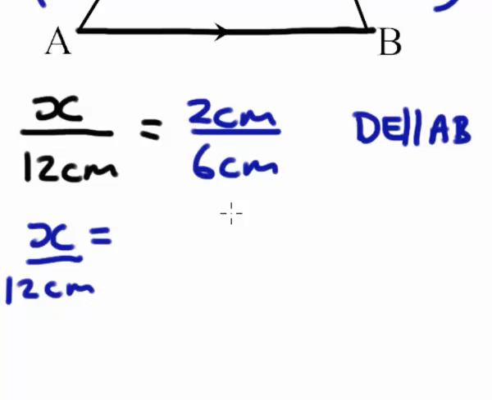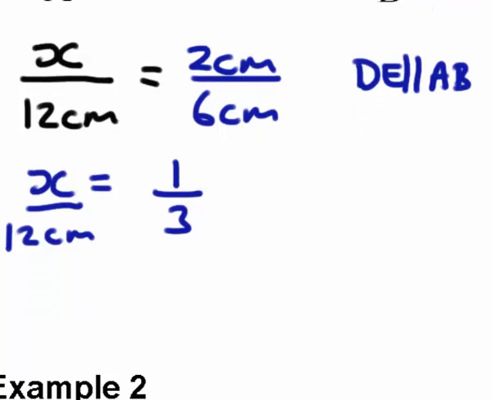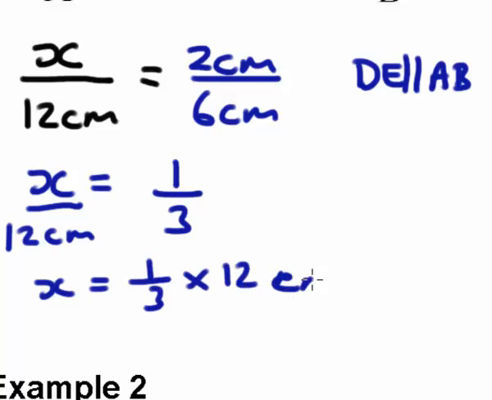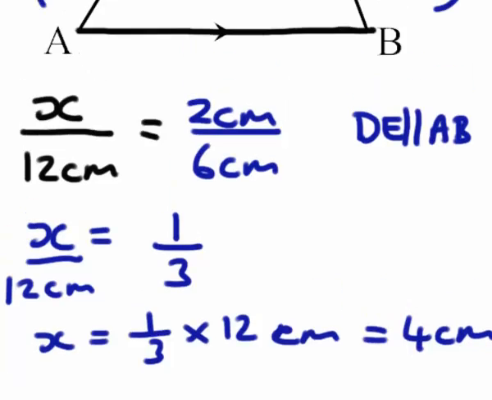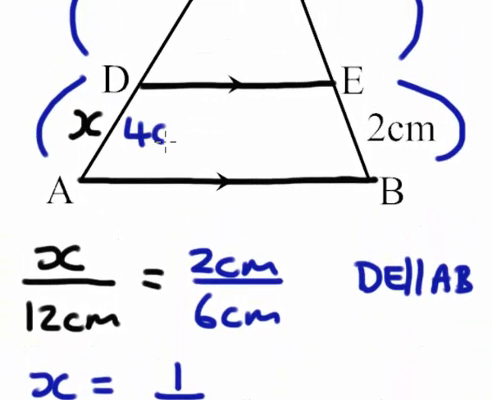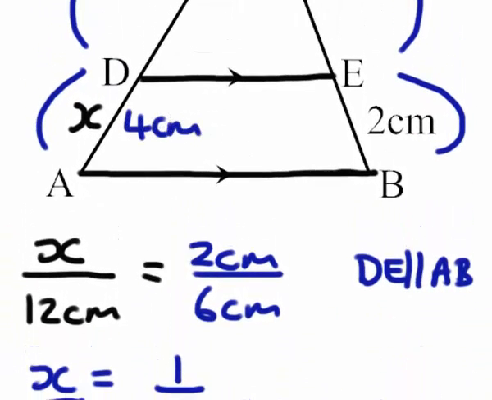The centimeters cancel, and 2 over 6 is a third. So all we do is multiply both sides here. So we go x is equal, if we multiply both sides by 12, that's a third of 12 centimeters, because what are you doing? You're bringing that 12 up here, and a third of 12 is 4 centimeters. Now, if this is 4 centimeters, it makes sense, because have a look at this.